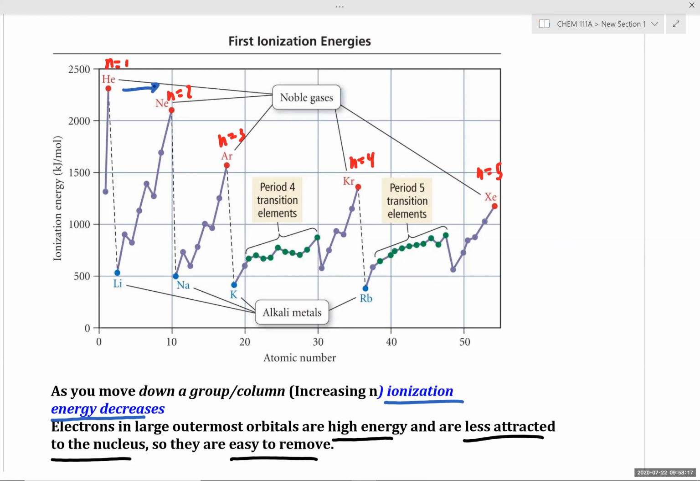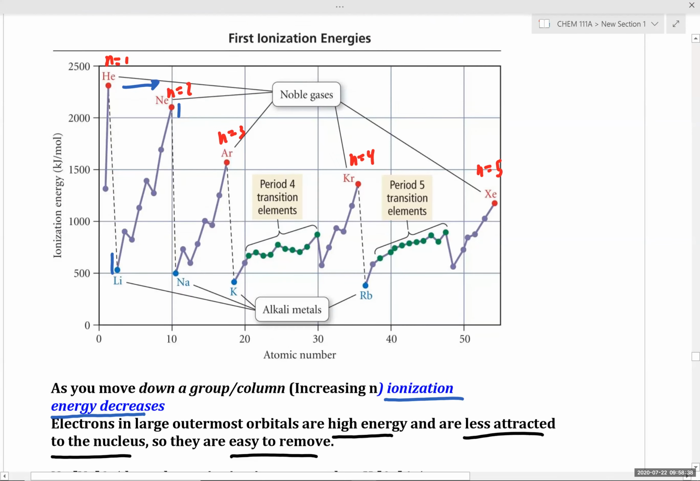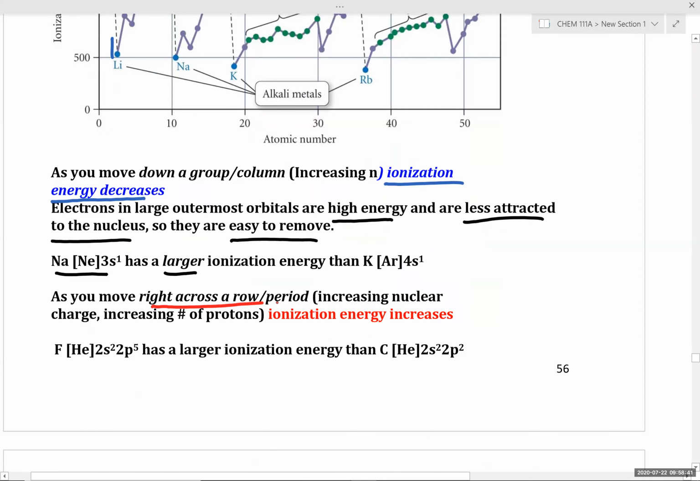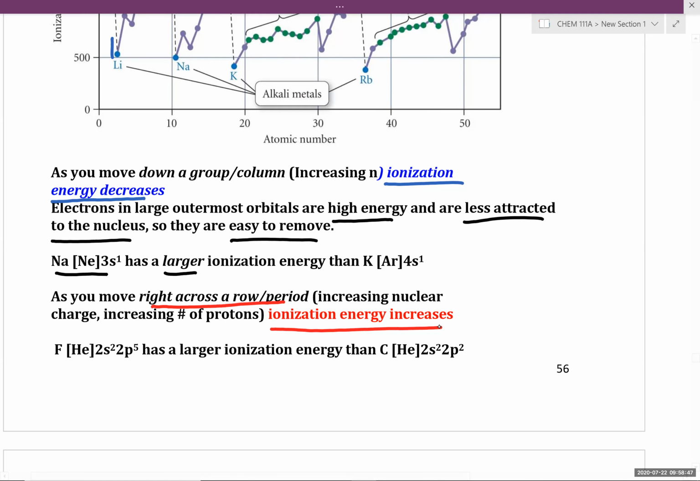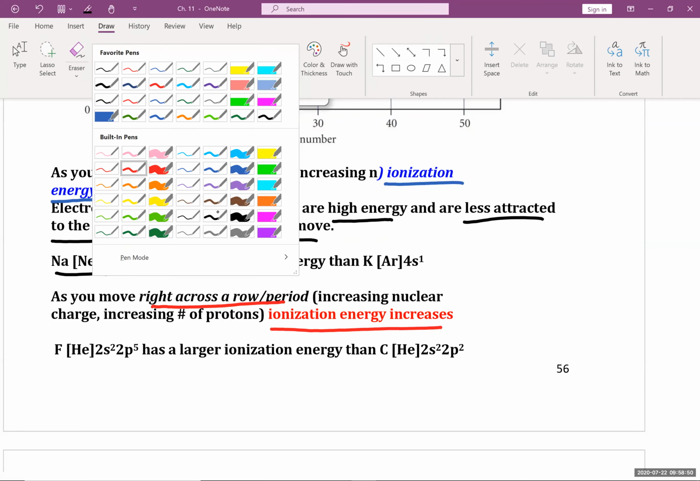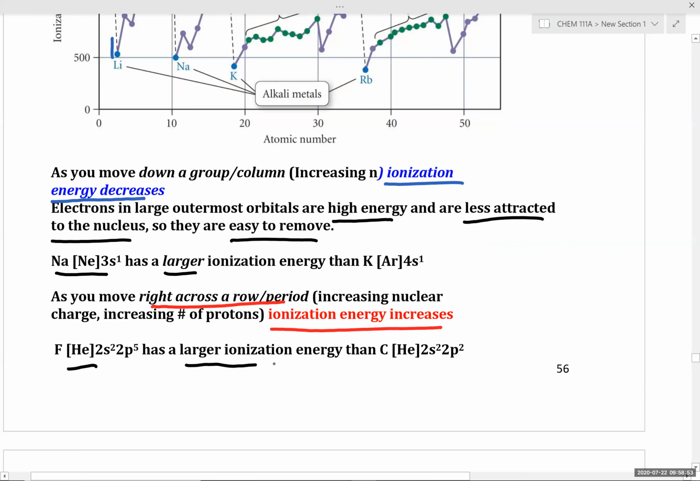So going from lithium to neon, is our ionization energy increasing or decreasing? So just looking at a single subsection. Going from lithium to neon, as we move right across a row, our ionization energy increases. Okay, so let's note that. As you move right across a row or period, your ionization energy increases. So for example, fluorine, which is farther to the right in a row compared to carbon, has a larger ionization energy than carbon. Okay, let's keep going now.